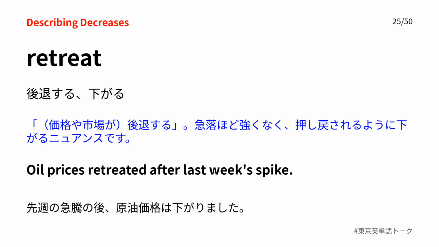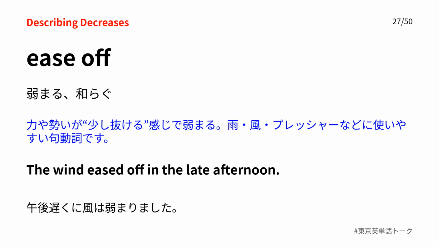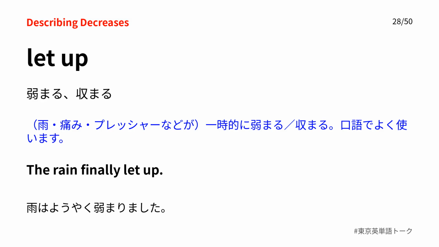Retreat. Oil prices retreated after last week's spike. Ease. Inflation eased last month. Ease off. The wind eased off in the late afternoon. Let up. The rain finally let up.